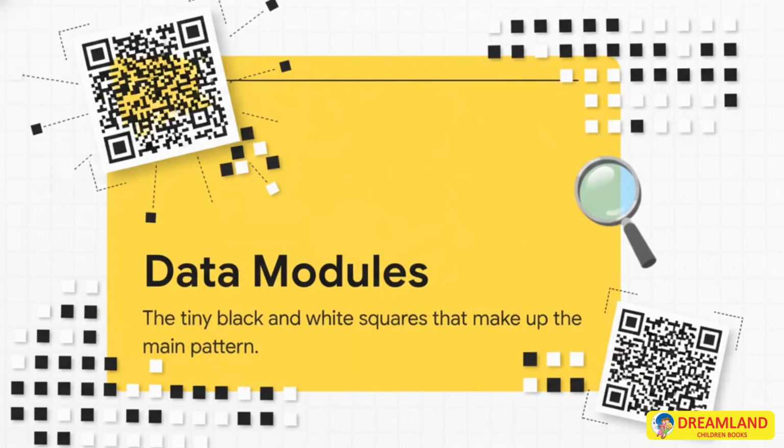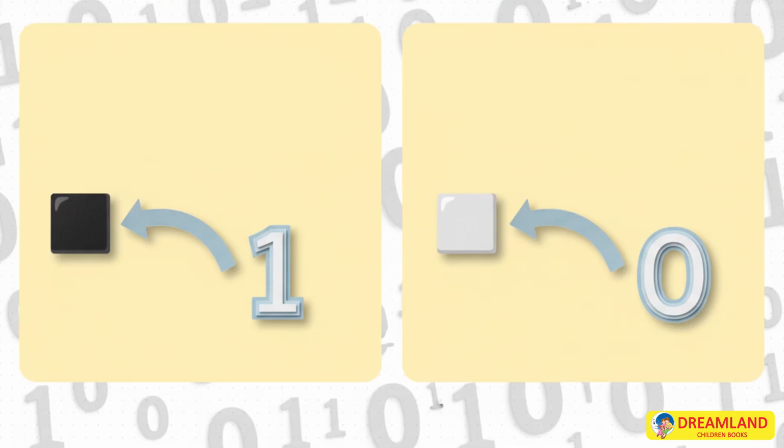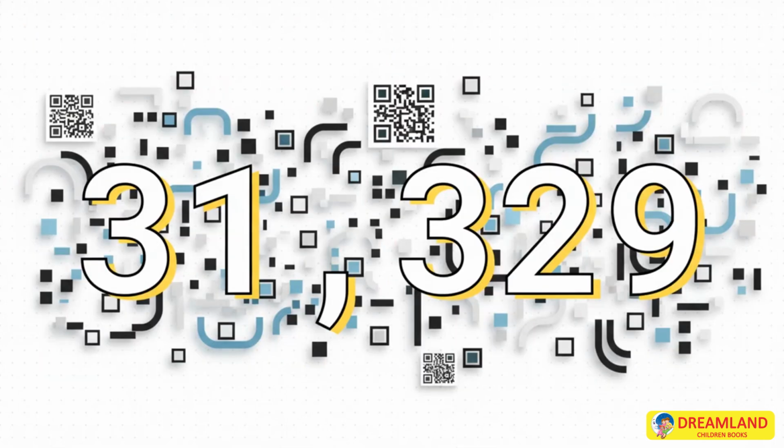The rest of the pattern is just a grid of tiny squares called data modules. It's pretty simple. A black square is a 1, and a white square is a 0. All those 1s and 0s combine to form the binary code that holds the info.